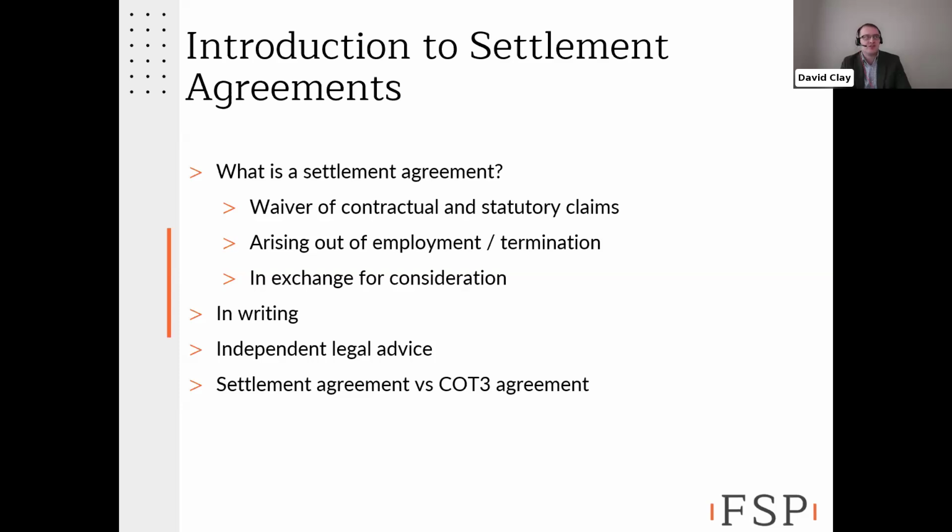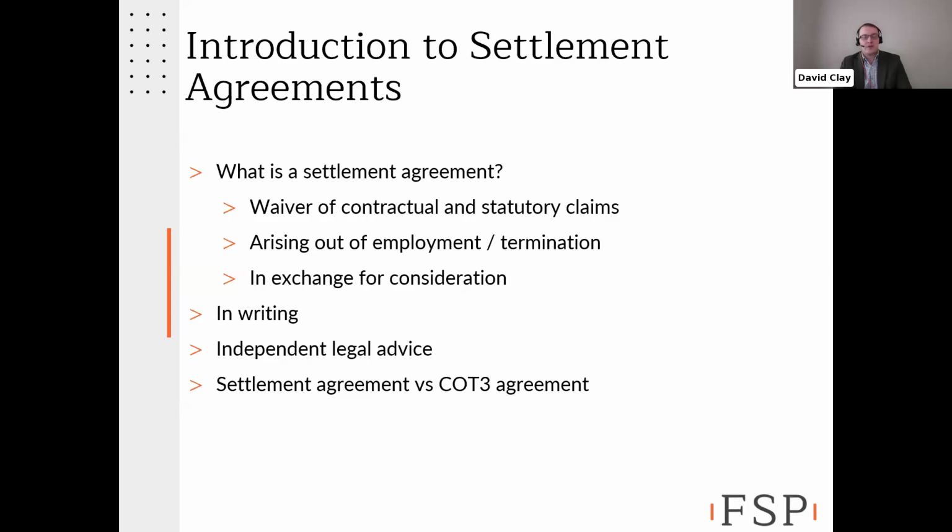Now, settlement agreements aren't just about the financial terms. There are other important non-financial elements to consider as well. But in a nutshell, that's what we're looking at. We're looking at the waiver of contractual and statutory claims that an employee might otherwise be able to pursue against you in a court or tribunal. And in exchange for that, you're giving them some form of consideration, which is typically a cash payment.